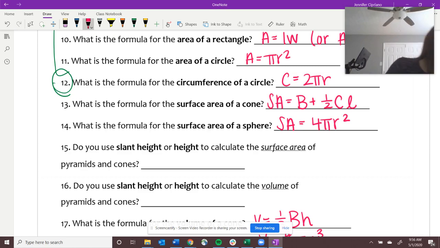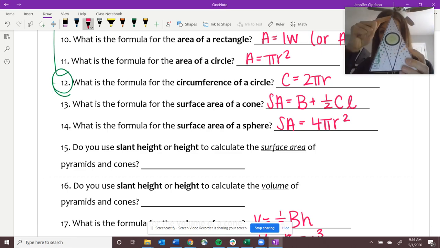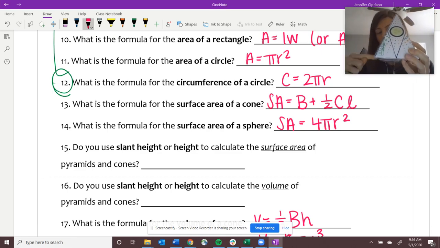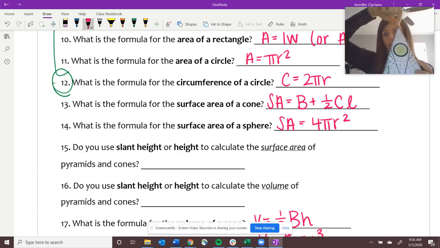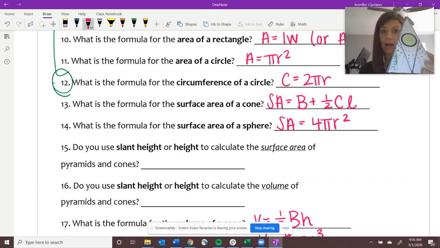So slant height, let me grab my pyramid here, sorry. Slant height, remember, is the height of the slanted side of your pyramid or your cone. And height is if we dropped kind of like a string from the vertex straight down to the bottom of the solid. That would be the height. So height is straight down, slant height is this one on the side.